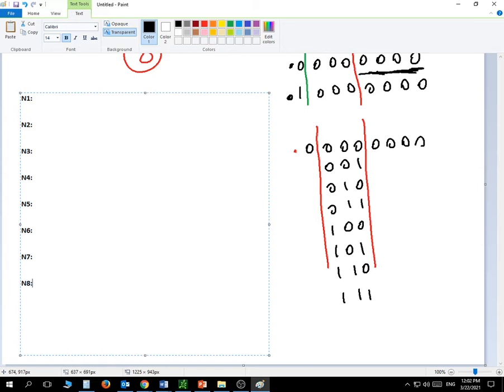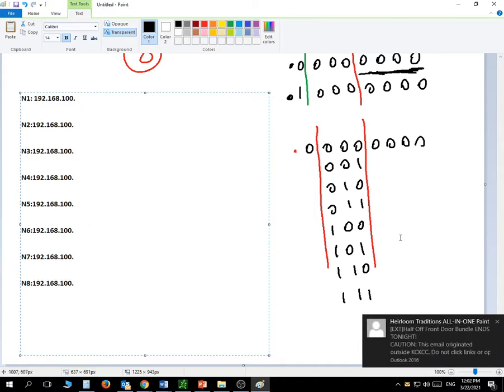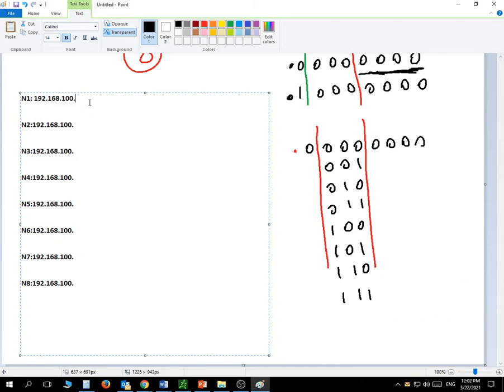Okay, let me go back here. I know for sure all of them will have the same 192.168.100.something. So let me just copy that. Control C, Control V, and paste it for all the networks. Now this is the part where we're going to have to calculate this. So this is going to be 0, prefix of 28, just like before.